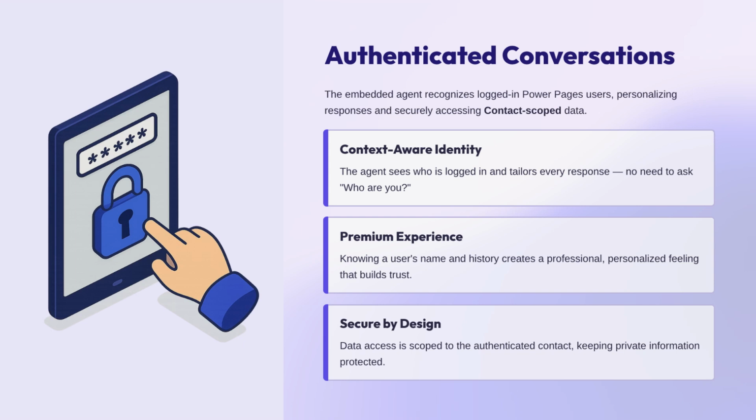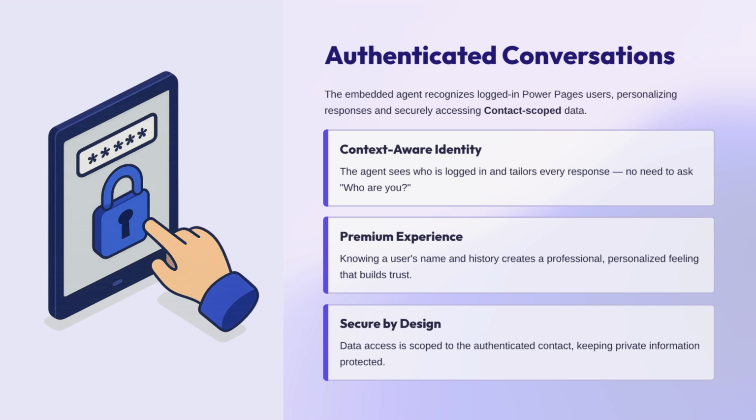Imagine a dummy example. Sachin logs into his car repair portal. He asks the agent, when is my car ready? Because the agent is context aware, it doesn't say, who are you? It sees that Sachin is logged in, checks the database and says, hi Sachin, your car will be ready at 4 p.m. today. You've probably noticed at the office how professional it feels when an app already knows your name and your history. This connection between the portal and the agent creates that premium feeling.